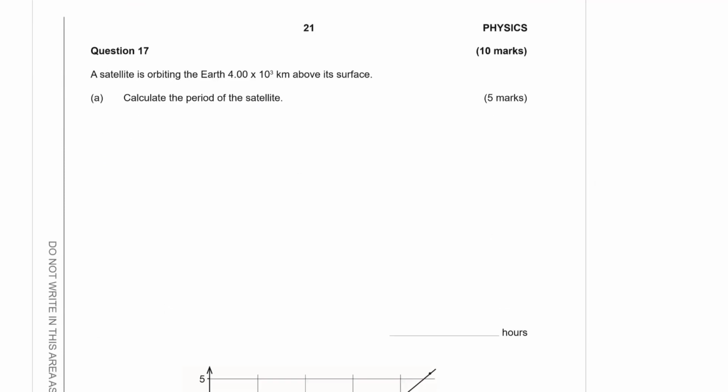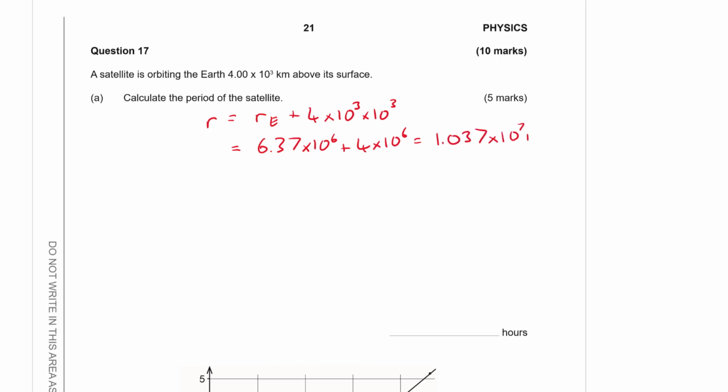Okay, question 17. A satellite is orbiting the Earth. It's given you its altitude, and it's asking for the period of the satellite. Because it's given you the altitude, the first thing you want to do is work out the orbital radius. That would just be the radius of the Earth plus the 4 times 10 to the 3, again in kilometers. What you should end up with is 6.37 times 10 to the 6 plus 4 times 10 to the 6, and that is equal to 1.037 times 10 to the 7 meters.